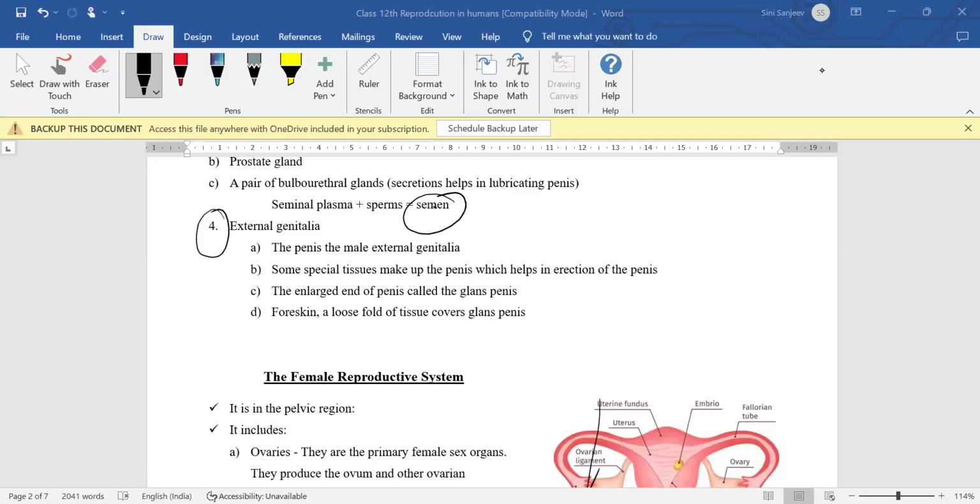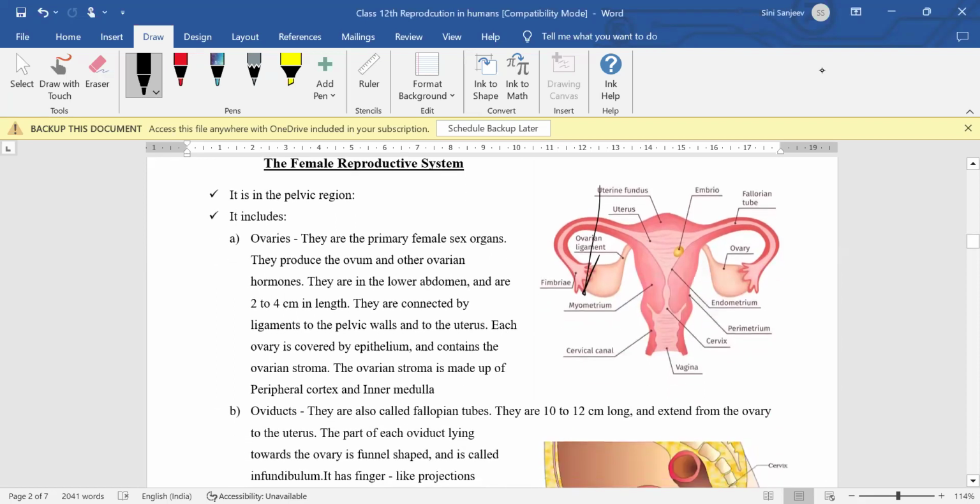So, the female reproductive system. As we know already, for reproduction both the male and the female are essential. But as the baby is carried by the female mother, the female reproductive system will be much more detailed as compared to the male reproductive system. Like the male reproductive system, this is also located in the pelvic region itself.